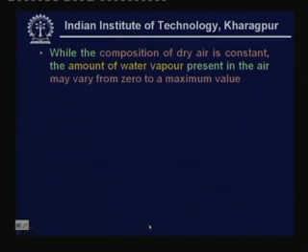As I said, while the composition of dry air is constant, the amount of water vapor present in the air may vary from 0 to a maximum value. That means you can have a perfectly dry air, that means there is no moisture at all, or you can also have a saturated air, that means air having a maximum amount of moisture, that means it can hold at a given pressure and temperature a certain maximum amount of moisture or water vapor. So this is the maximum that the air can contain. In general, the amount of water vapor in air can vary between 0 to this maximum amount.